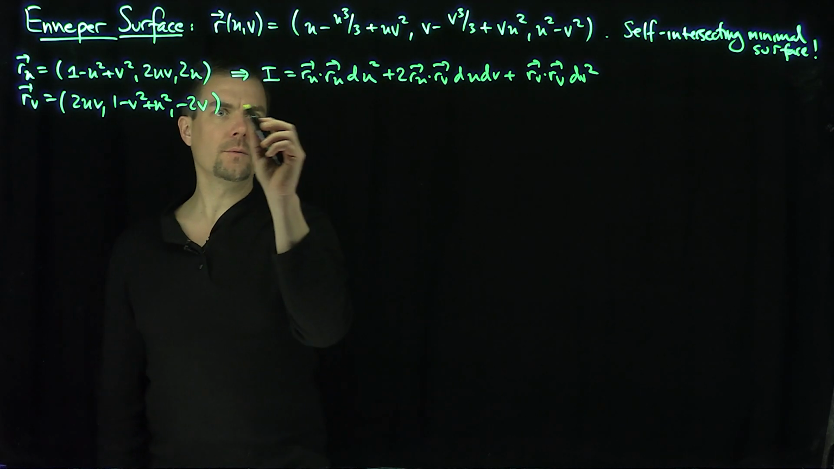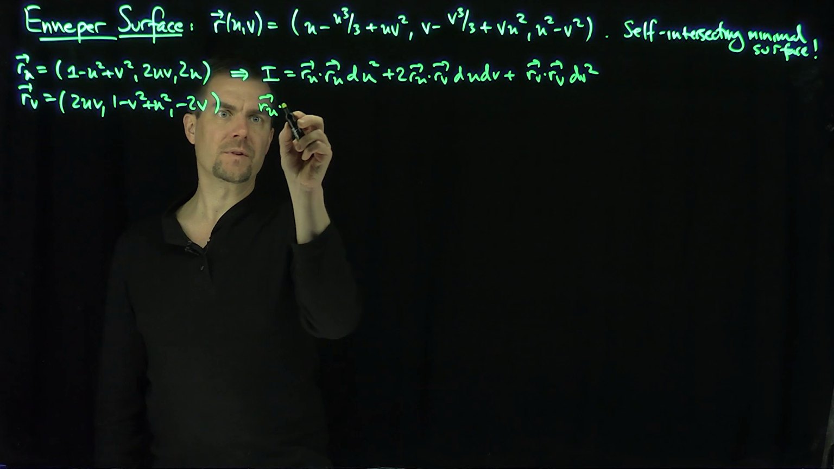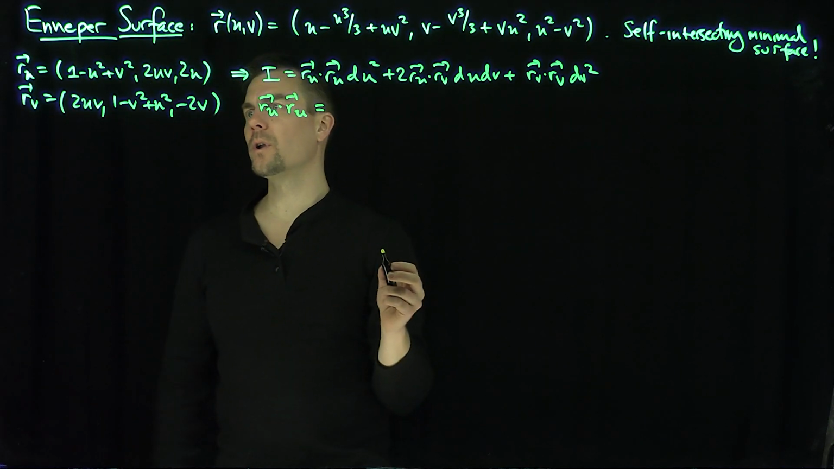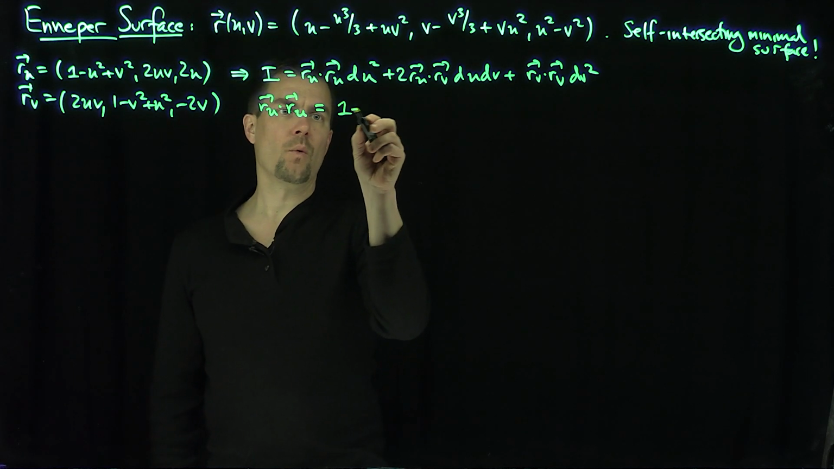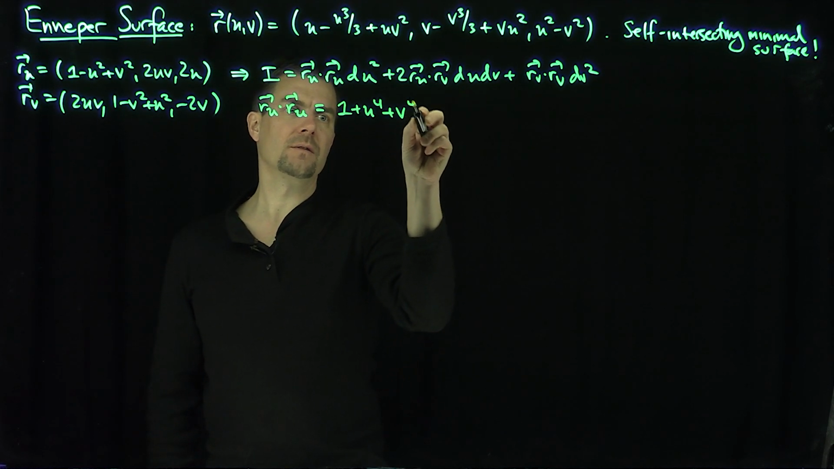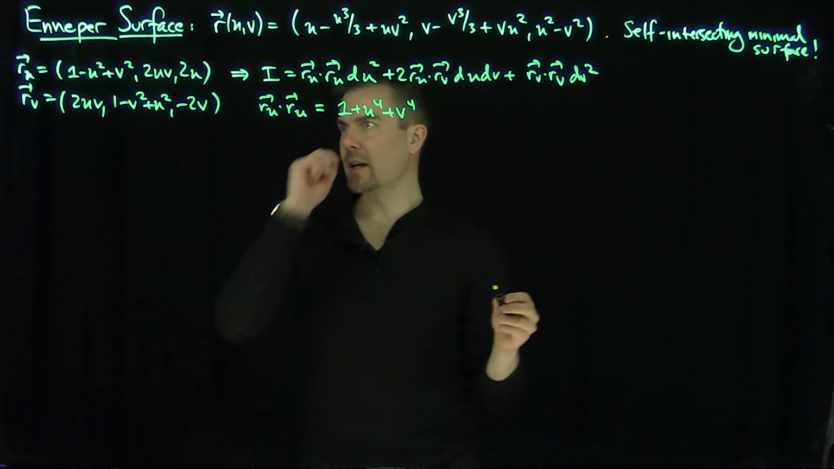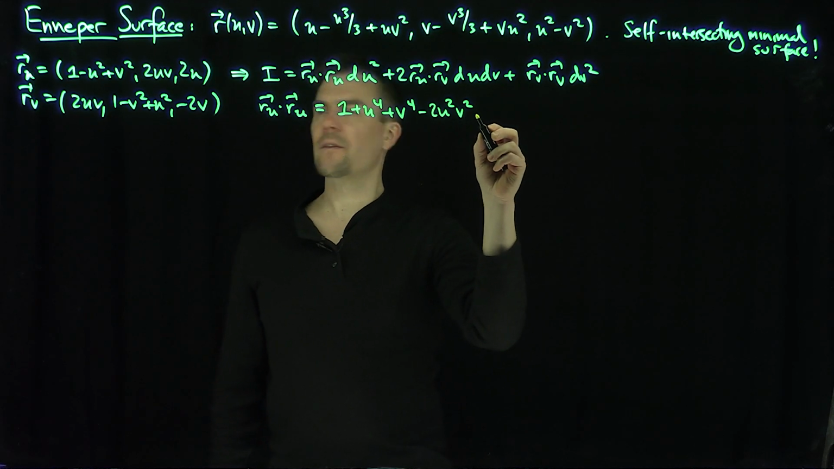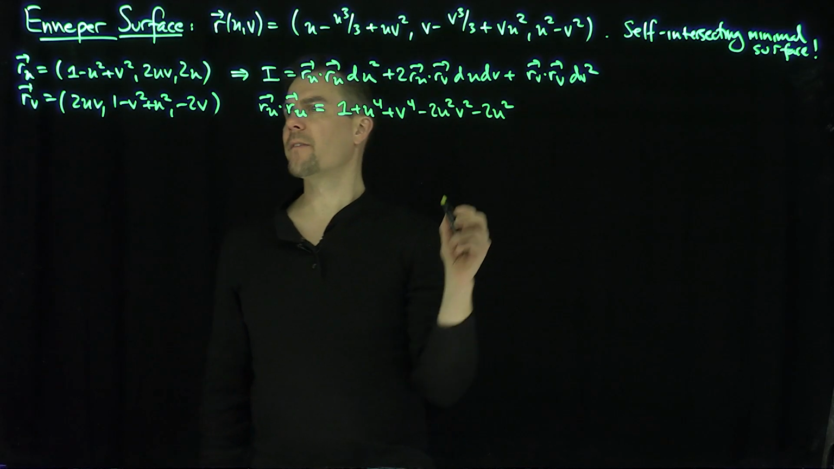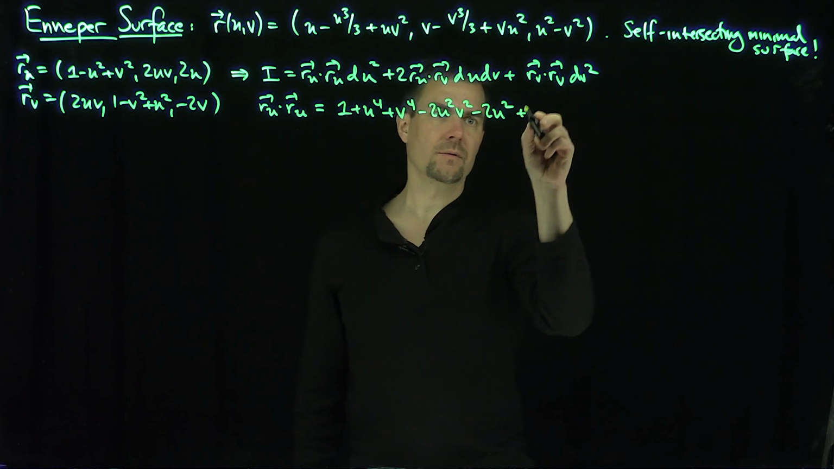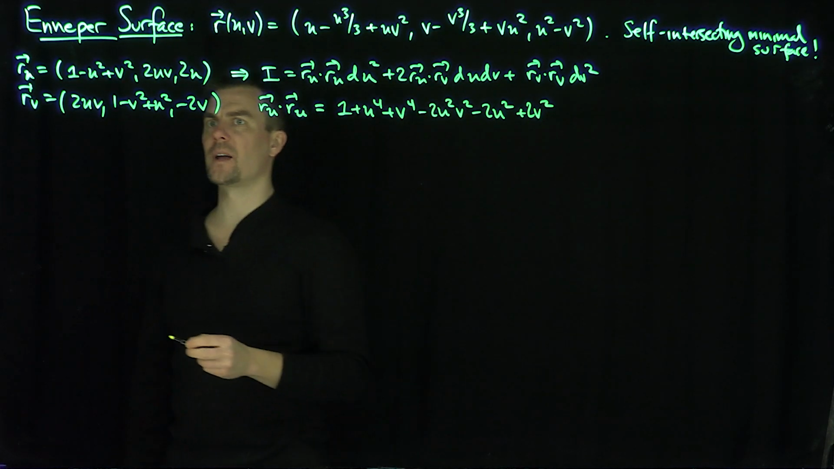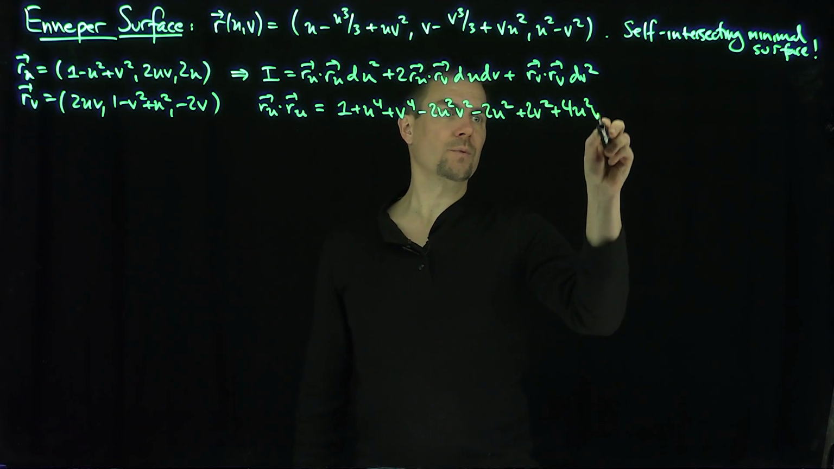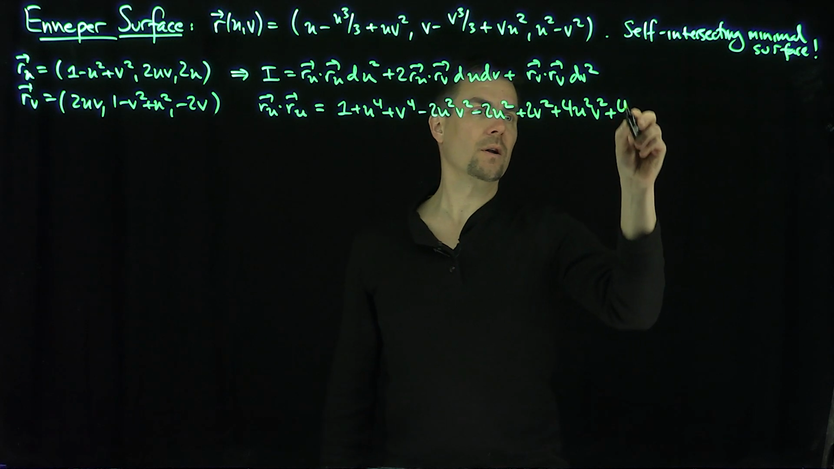RU dot RU is going to be this expression squared over here. So if I square 1 minus U squared plus V squared, that's going to be a 1 plus U to the 4th plus V to the 4th. Then I'm going to have a negative 2U squared V squared, a negative 2U squared, and a plus 2V squared, from that first term, just expanding it out. Then a plus 4U squared V squared, and then a plus 4U squared.